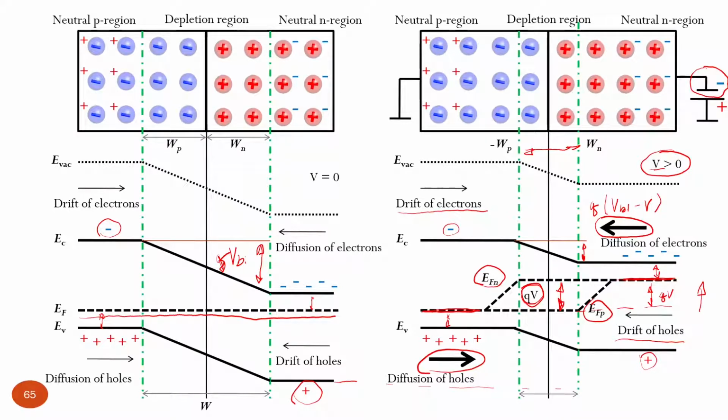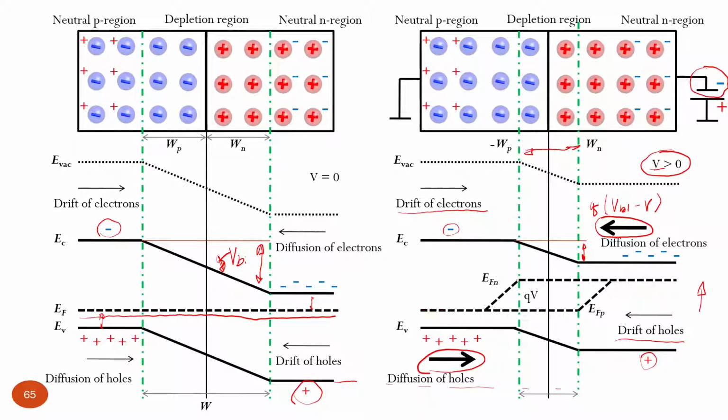considering Q times V. So now, what is the most important here? What happens in this region? Let me get rid of these parts.